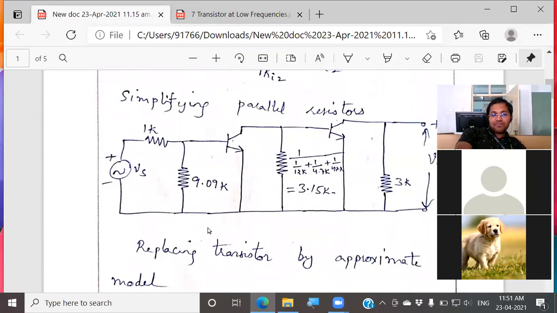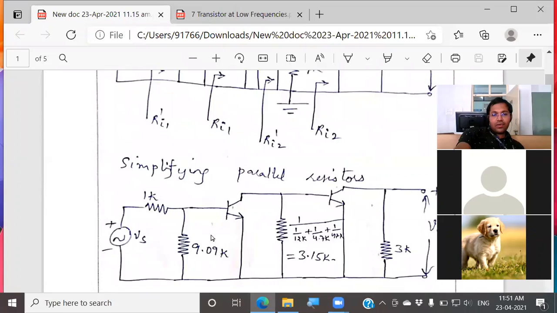Okay, right? Now the circuit becomes very easy, because the question said only approximate analysis. Approximate analysis means only two components for each transistor. Okay, right?